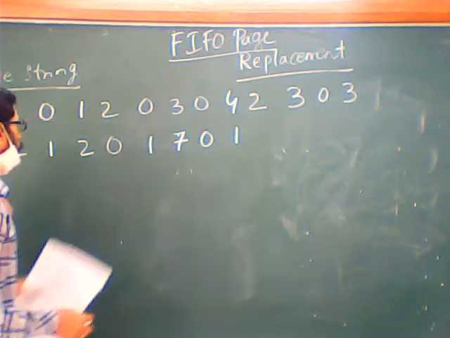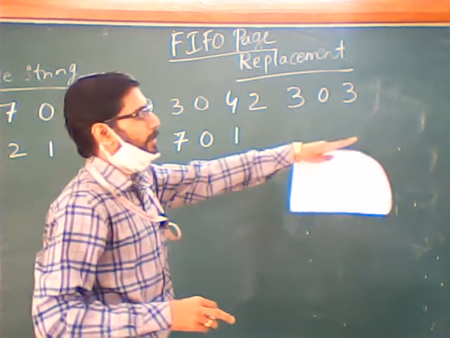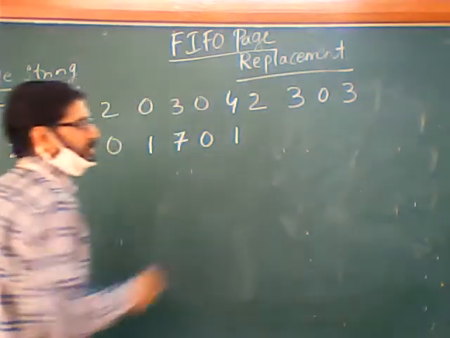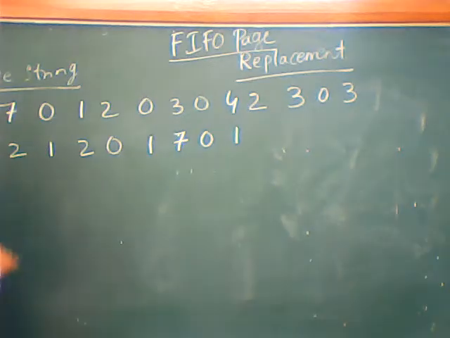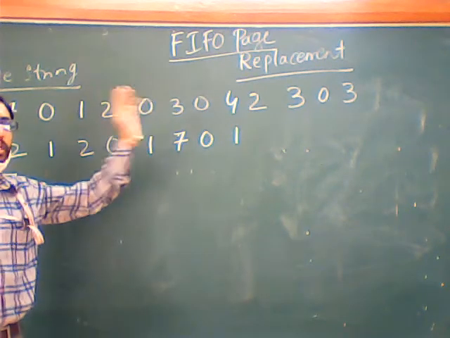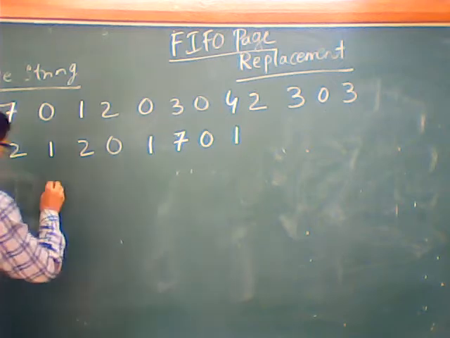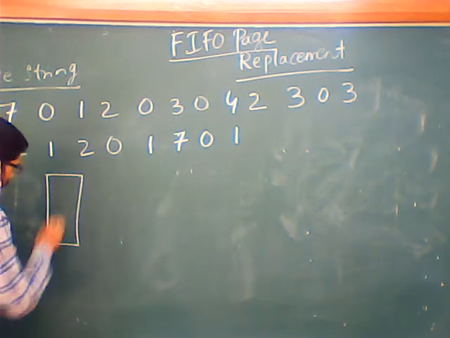Now what you need to do is, the number of free frames available is 3. The frame size is given as 3. So initially this will be our frame. Now what FIFO tells us is, go on adding the pages inside this free frame. So initially this will be the condition.